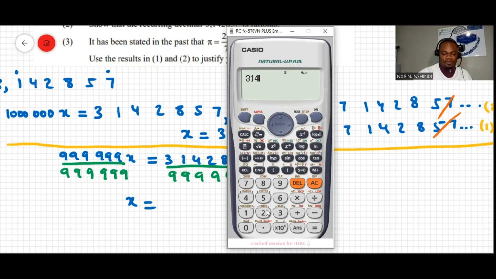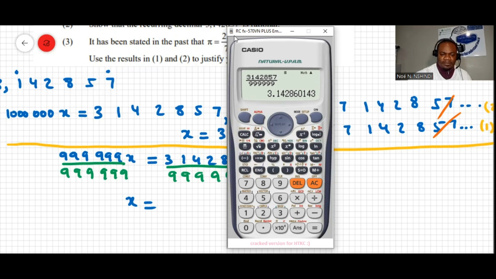3, 1, 4, 2, 8, 5, 7, okay, over 999, 999. And when we hit equal, this is the fraction. We can see 3, 1, 4, 2, 8, what's the 8, supposed to be 5. Why did I get it wrong anywhere?